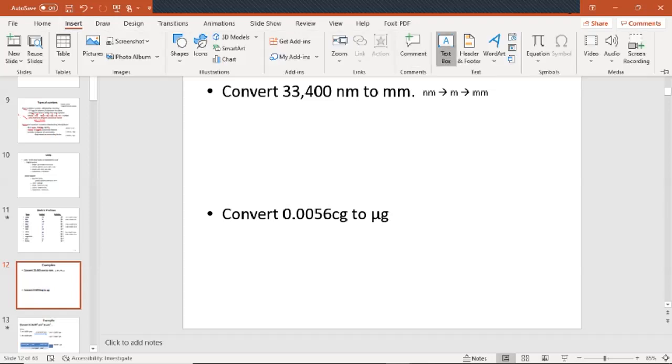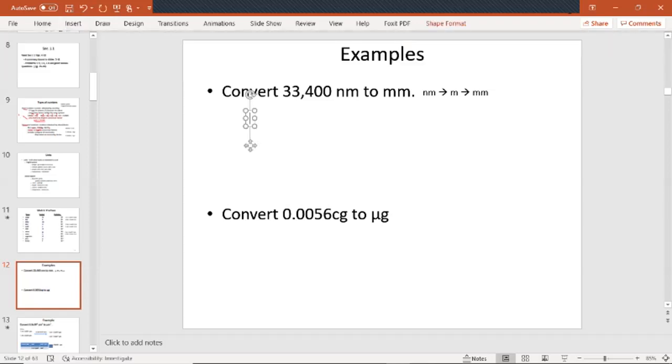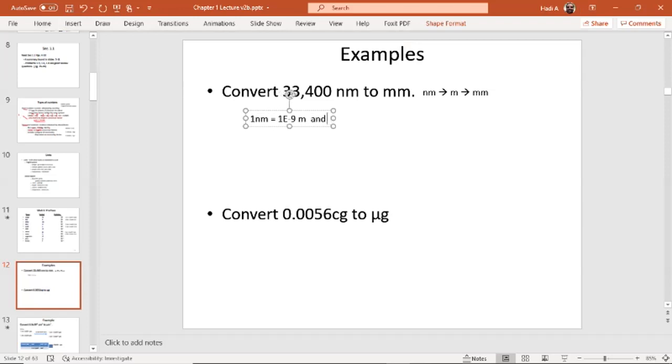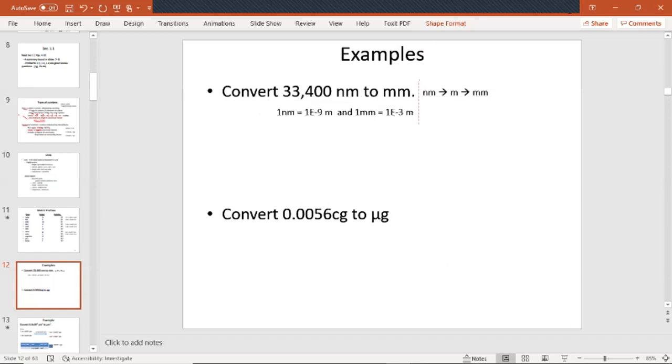So before we begin, we need the conversion factors. So we know that 1 nanometer is, and I'm going to use E instead of to the power of 10 just because it's easier to write, 10 to the negative 9 meters. And 1 millimeter is 1 e to the negative 3 meters. So these are the two conversion factors that we're going to use.